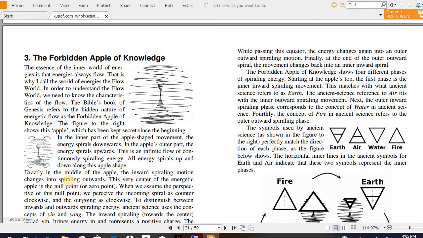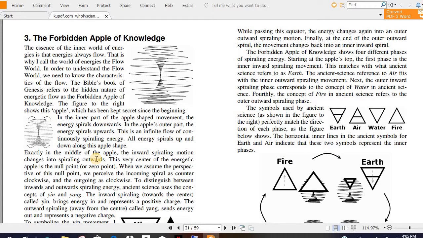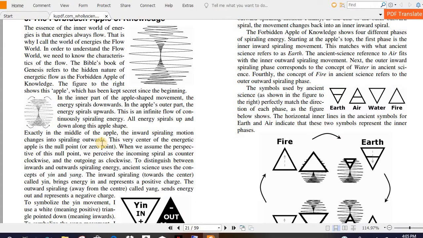Exactly in the middle of the apple, the inward spiraling motion changes into spiraling outwards. This very center of the energetic apple is the null point or 0 point. When we assume the perspective of this null point, we perceive the incoming spiral as counterclockwise and the outgoing as clockwise. To distinguish between inwards and outward spiraling energy, ancient science uses the concepts of yin and yang.